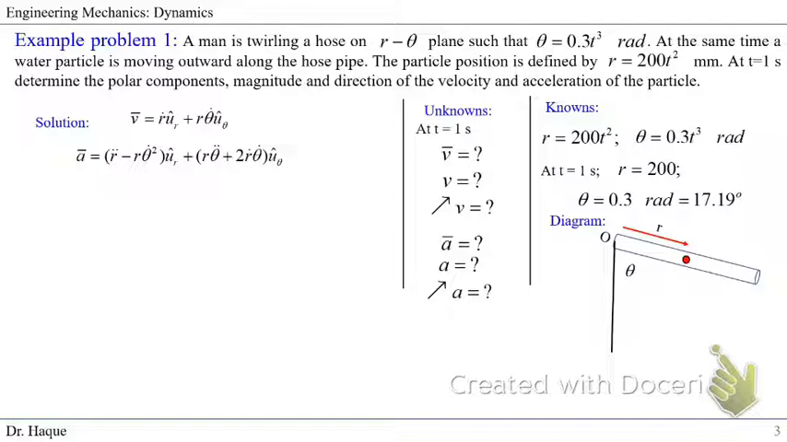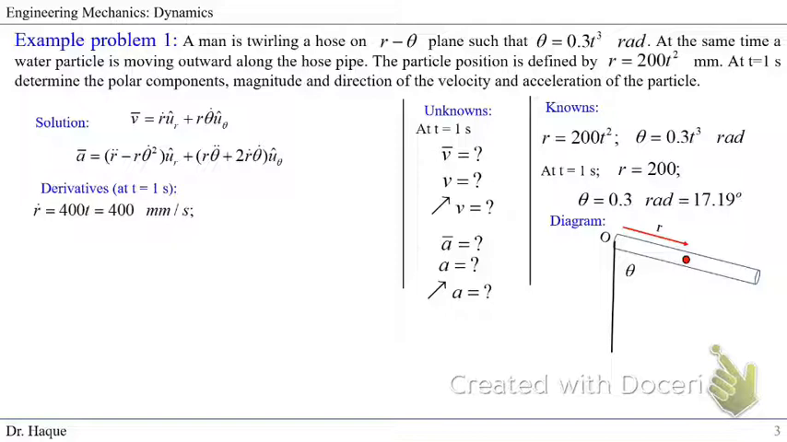Now we see in both of those equations, because we need acceleration and velocity, we need r dot, which is the first derivative, r double dot, which is the second derivative of r, and theta dot, the first derivative of theta, and same for theta double dot, the second derivative of theta. So let's find those first. All the derivatives at t equals 1 second, we'll determine those because we're looking for those values at t equals 1 second.